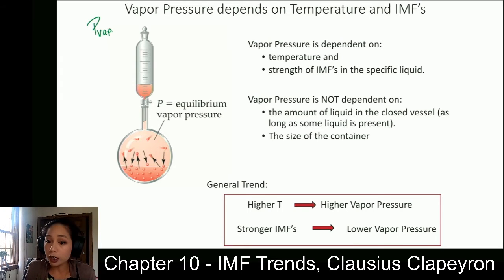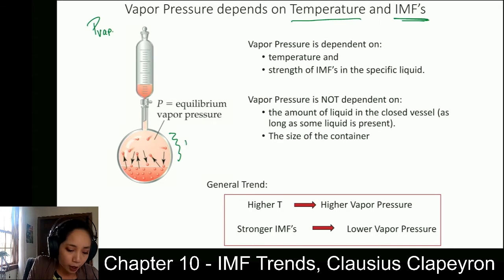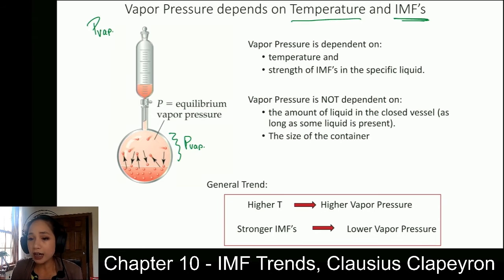So, we're talking about intermolecular forces in this chapter. Obviously, vapor pressure depends on intermolecular forces and temperature, like I said. If we're looking at that third picture in that previous diagram, the gas particles above the liquid in this experiment, that's our vapor pressure. If we increase the temperature of this whole sample, we're giving that liquid more energy. And if we energize those molecules, more molecules will enter the gas phase.